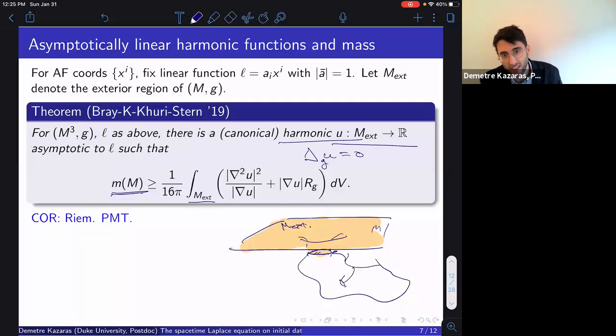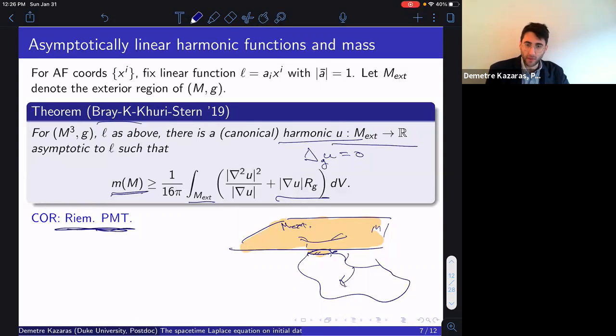The Hessian of the harmonic function, norm squared, divided by the norm of the gradient of the function, plus the norm of the gradient times the scalar curvature of the underlying manifold. So in particular, if the scalar curvature is non-negative, the right-hand side is for sure going to be non-negative. In fact, it's probably positive unless the Hessian of u vanishes. Okay, so you immediately recover a proof of the positive mass theorem, Riemannian positive mass theorem, this way. This is, by the way, joint work with Hugh Bray, Marcus Khuri, and Daniel Stern.